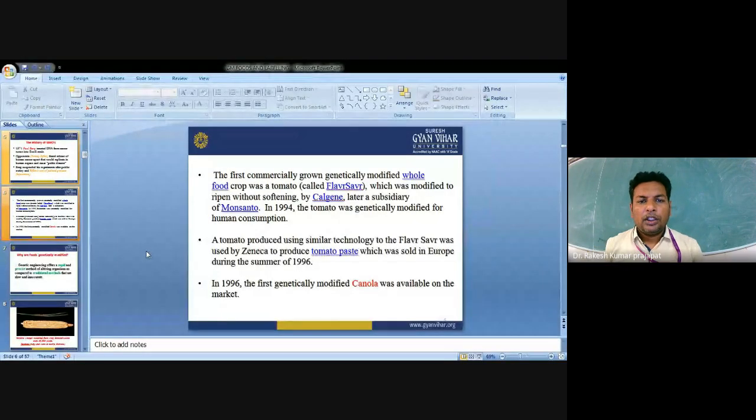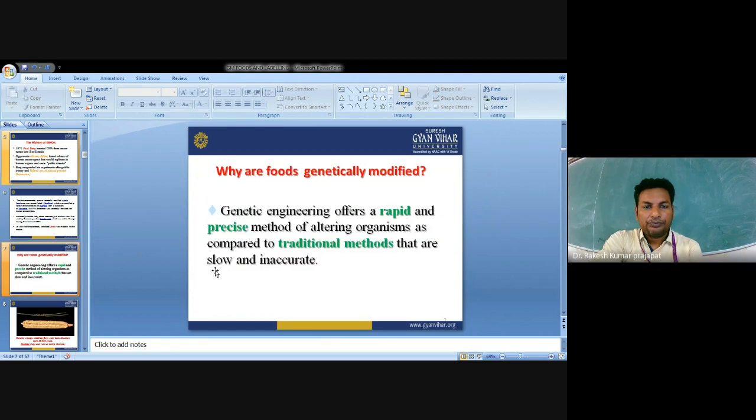So these GM crops, tomato, which produced similar technology to Flavr Savr, was used by Zeneca. It produces tomato paste, which was sold in Europe during the summer of 1996. In 1996, the first genetically modified canola was available to the market. And why are foods genetically modified?